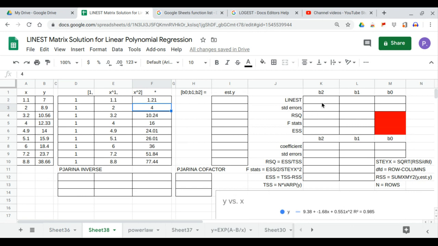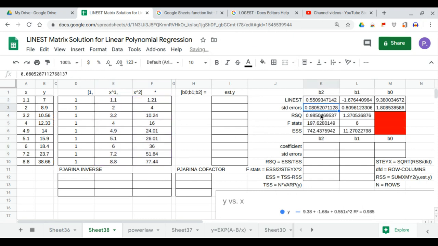Now we can calculate the LINEST. So it is LINEST of data y and data x, and we show the full statistics. So our B0 is 9.38, matches our chart. B1 is negative 1.676, rounded was negative 1.68. Our B2 is 0.5509, rounded was 0.551.